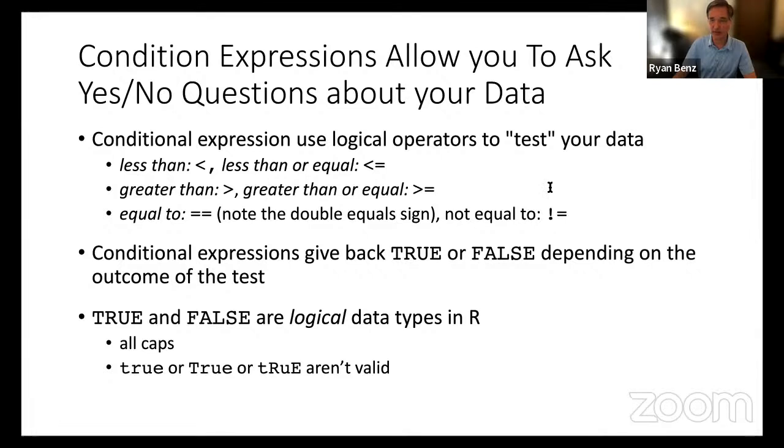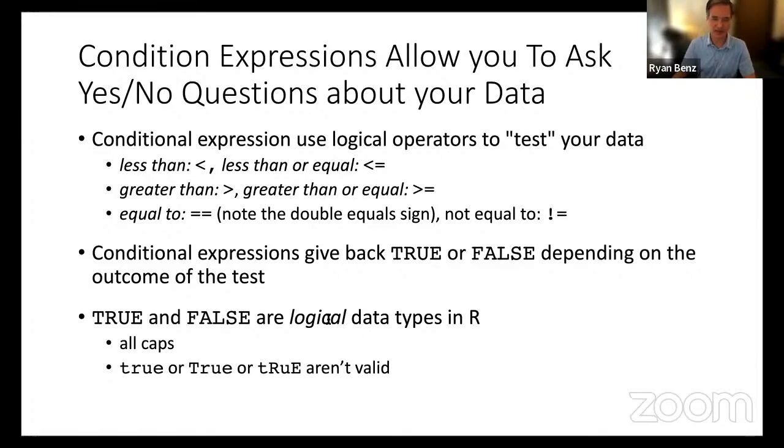Conditional expressions: this is a question. Remember, we're asking a yes/no question. So you would expect the response from the computer should be yes or no. Is my data equal to this? Yes or no. R does that by giving you back what's known as a logical value, TRUE or FALSE. So TRUE is yes, obviously FALSE is no. So effectively a conditional expression answers back with yes or no.